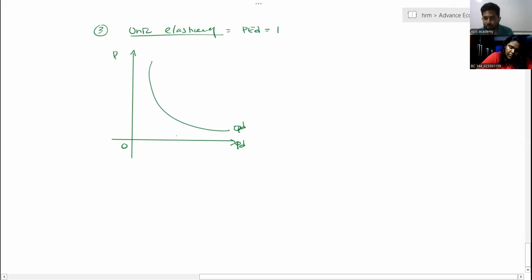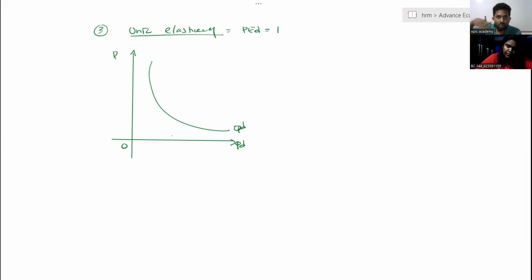This curve takes a special characteristic. Why? Because this demand curve is not going to touch or cross the horizontal axis or the vertical axis. But you can identify that the previous two curves already cross the vertical axis or horizontal axis, isn't it? Yes. But here there are no crosses. It takes a rectangular shape. Okay.